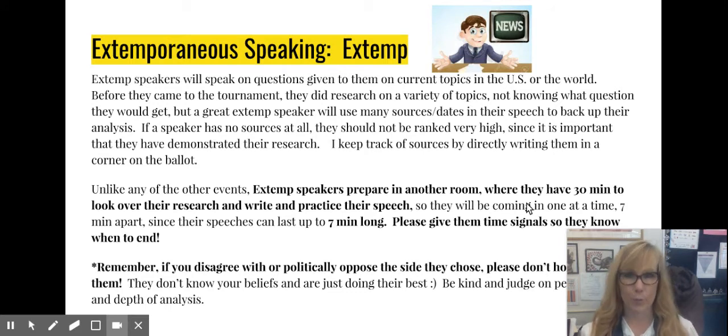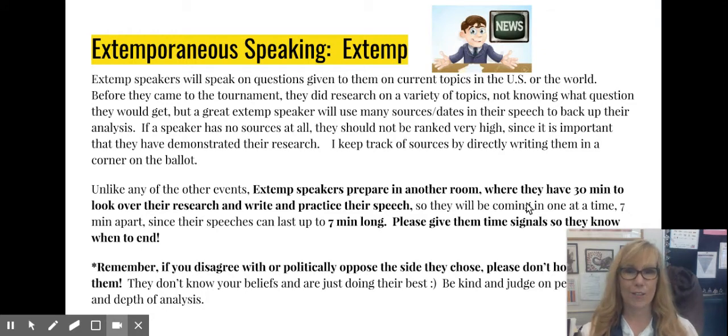So again, remember, if you disagree with them politically, or you land on the opposite side, please don't yell at them or rank them down for not picking the side that you believe in. Okay. So this is really cool that they are presenting this. Just please don't rank them down if you don't agree with them, especially with politics the way it is nowadays, where we totally disagree with each other.